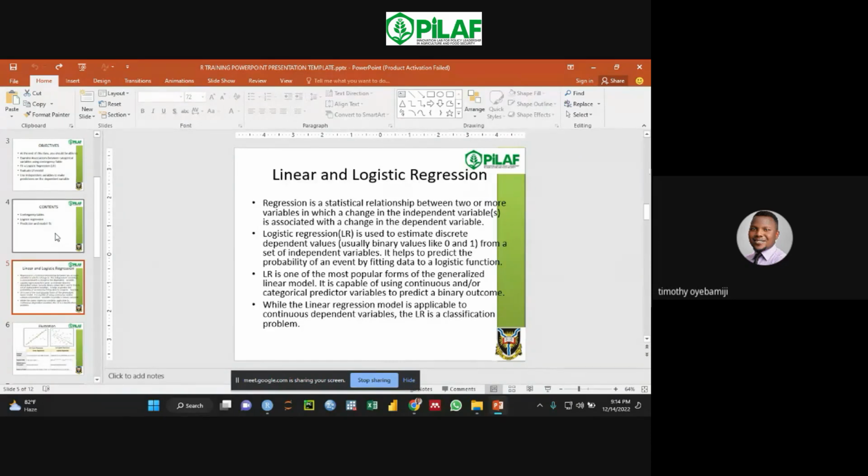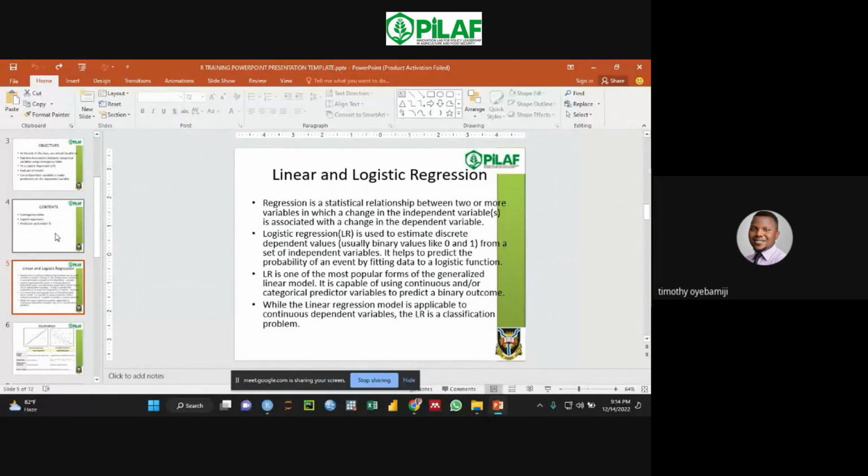All right. Now, linear and logistic regression, it's important we are able to differentiate both. Regression is a statistical relationship between 2 or more variables in which a change in independent variables is associated with a change in the dependent variable. That's what regression is all about. Logistic regression is used to estimate discrete dependent variables.